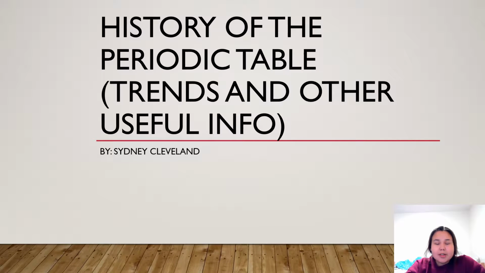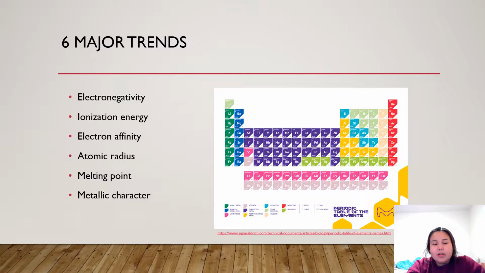Hi, I'm Sydney Cleveland, and the first presentation that I am working on is the history of the periodic table, more so of the periodic trends. There are 6 major trends that I will be talking about in this presentation, which include electronegativity, ionization energy, electron affinity, atomic radius, melting point, metallic character.